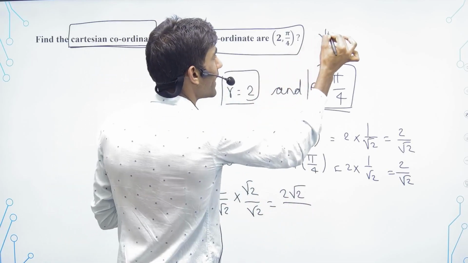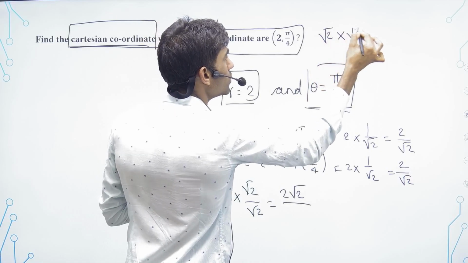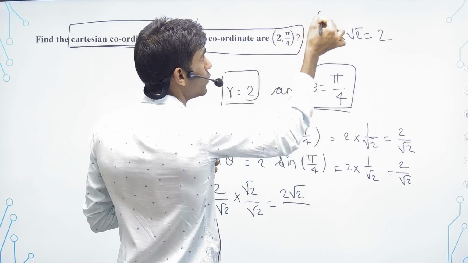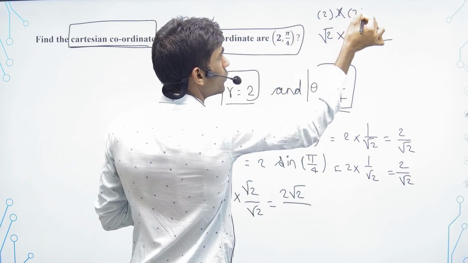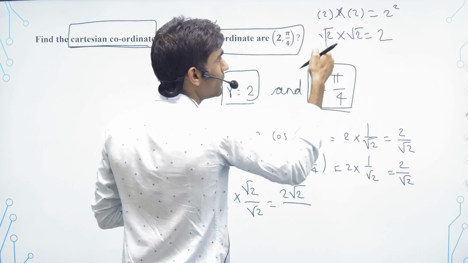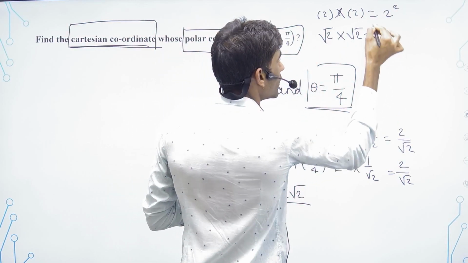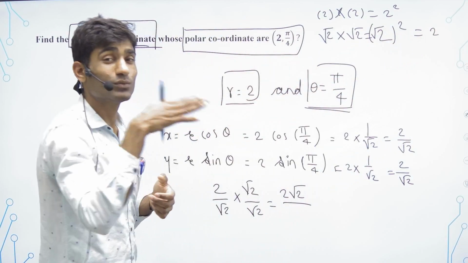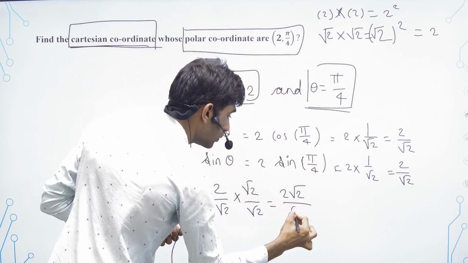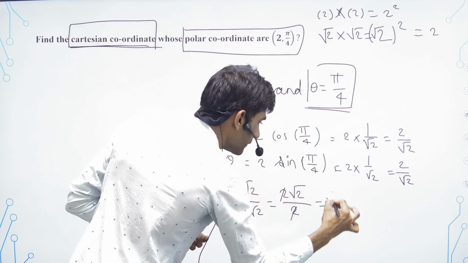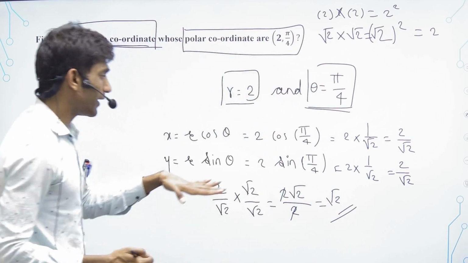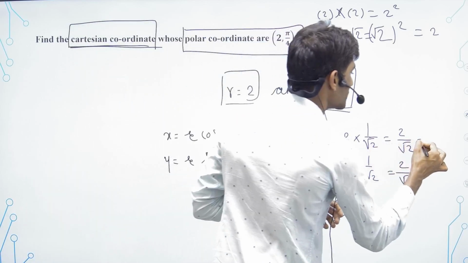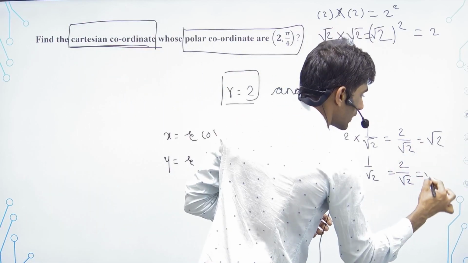When we multiply root 2 by root 2, it goes to the square, root 2 squared, which gives us 2. The square cancels with the square root, so we get 2 in the denominator. That 2 cancels with the 2 in the numerator, and we are left with the term root 2. I hope you all have understood how I have written root 2. So here the value comes to root 2, and here it is also root 2.